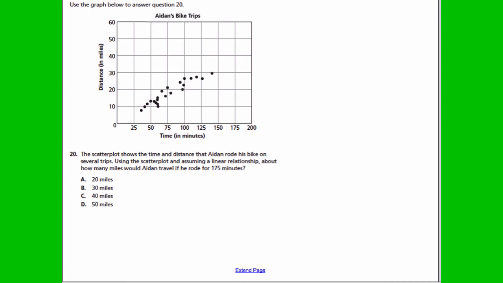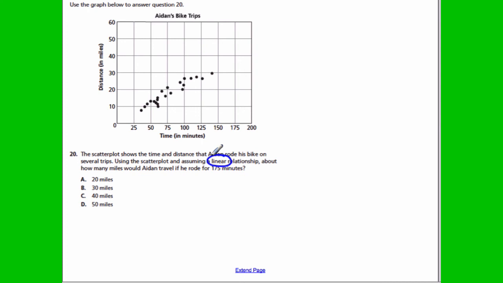Number 20. Use the graph below to answer question 20. And you've got Aiden's bike trips. The scatter plot shows the time and distance that Aiden rode his bike on several trips. Using the scatter plot and assuming a linear relationship, about how many miles would Aiden travel if he rode for 175 minutes? Key here, using a linear relationship, meaning we're looking for a line of best fit.